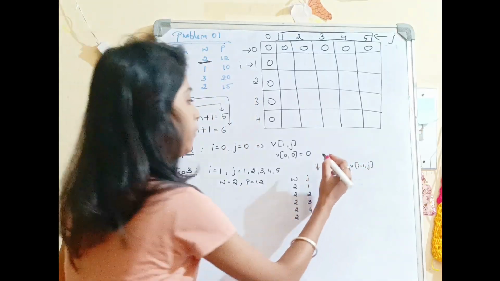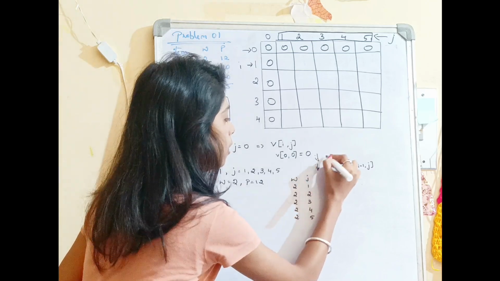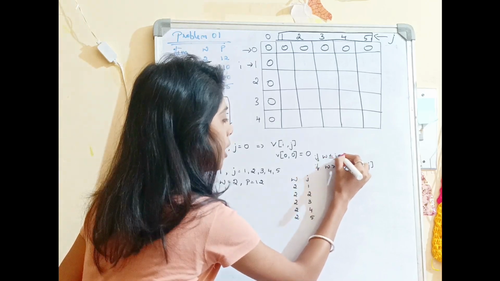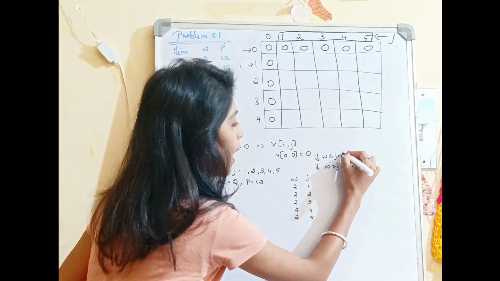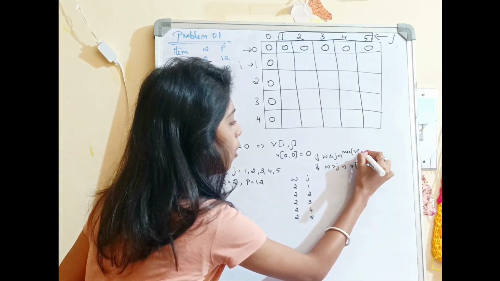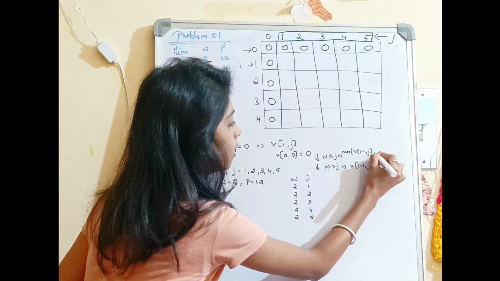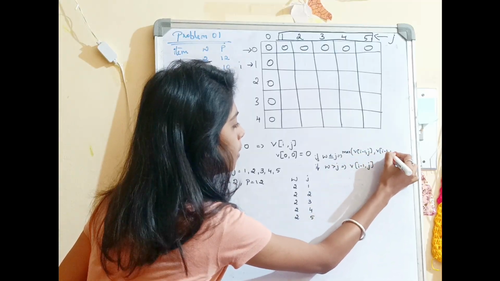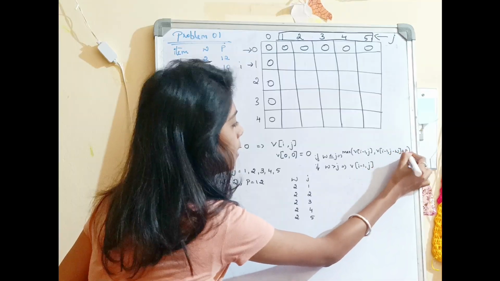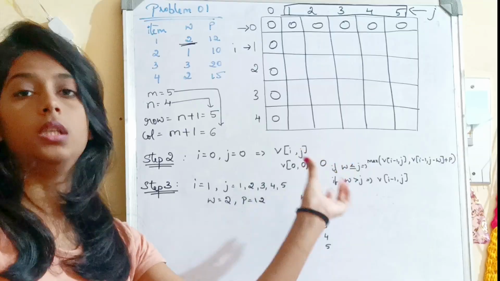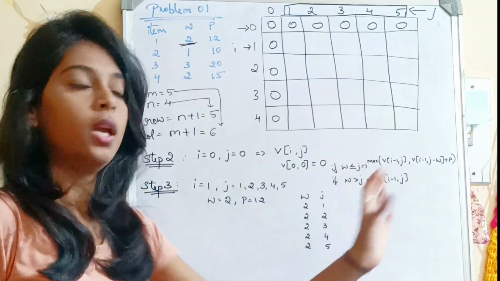Okay. If W is lesser than or equal to J, then we will be using max of V of I minus 1 comma J comma V of I minus 1 comma J minus W plus P. Okay. If W is lesser than or equal to J.